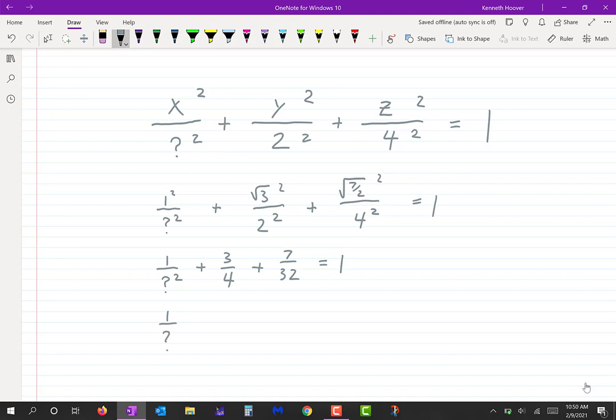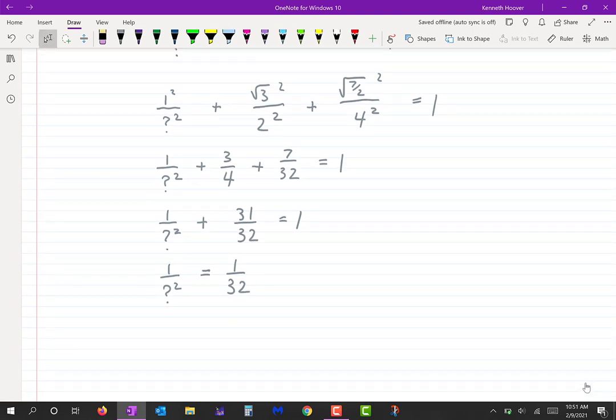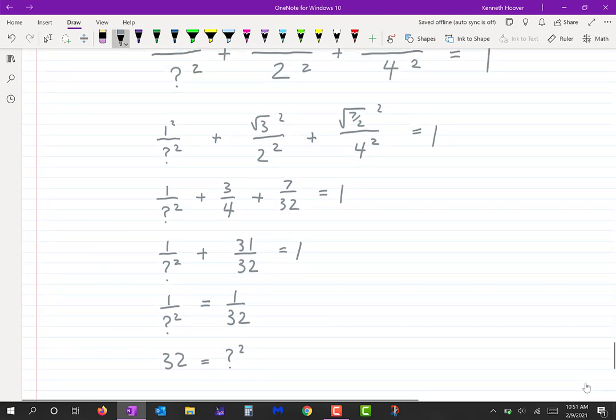This is just basic algebra here. Let's see, if we add those together, I believe we're going to get 31 over 32 equals 1. So 1 over question mark squared equals 1 over 32, which means question mark squared equals 32. And that's really all I need, by the way, because that's what goes down here, is question mark squared. I don't actually need to find question mark, I just needed to find question mark squared.